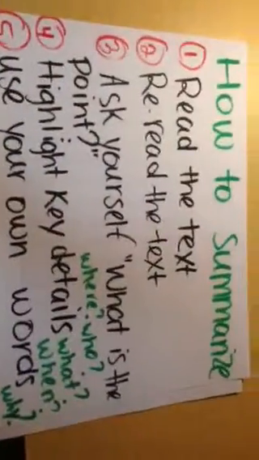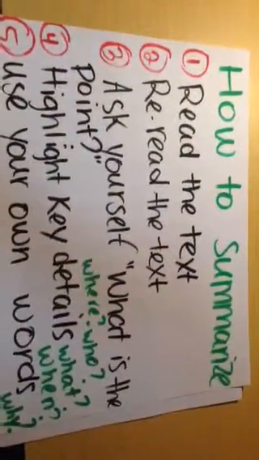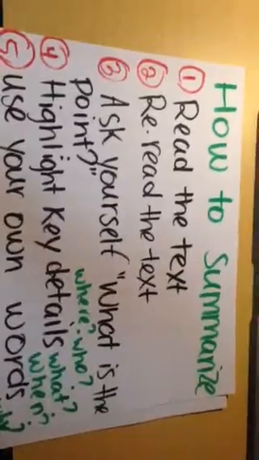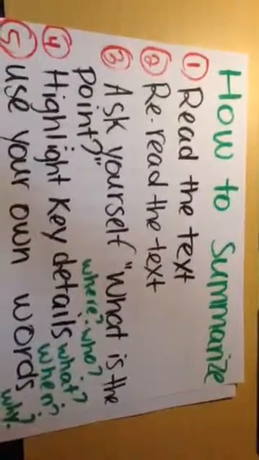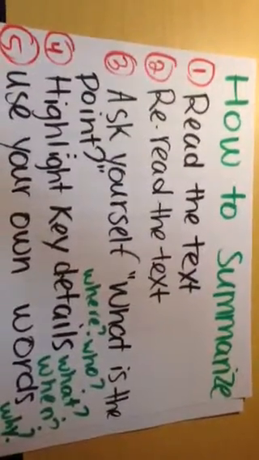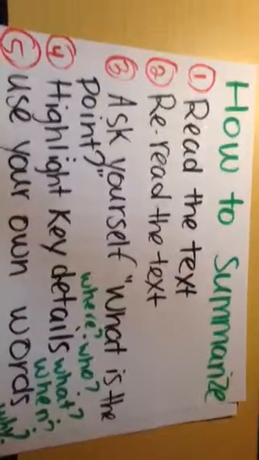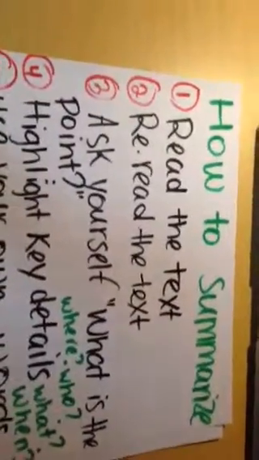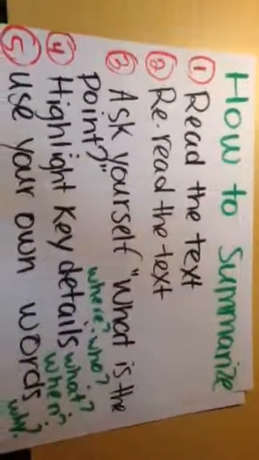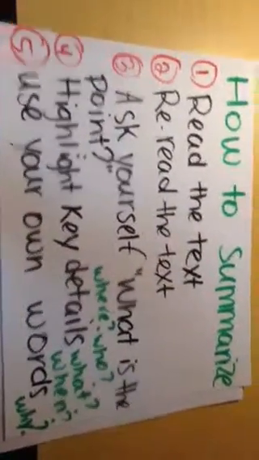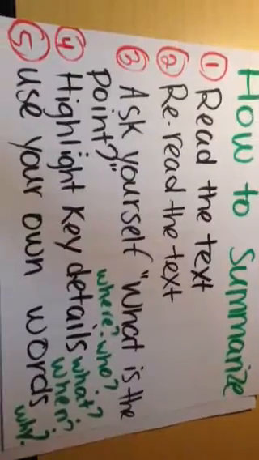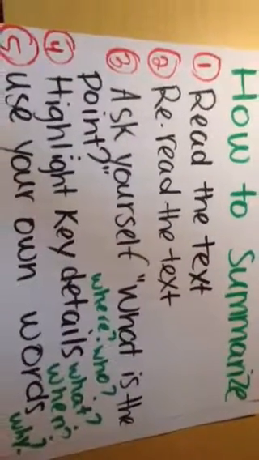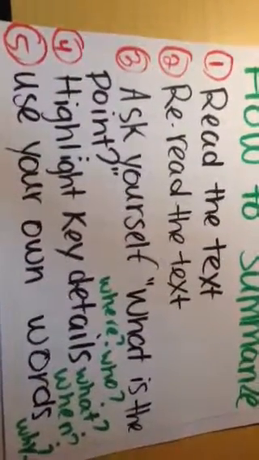Okay, so how to summarize. These are the steps. First, you're going to read the entire text all the way through. Then, you're going to reread the text. If there's multiple paragraphs, you're going to want to read it paragraph by paragraph. If it's just one paragraph, you just want to take it slow, sentence by sentence. And you're going to ask yourself, what is the point of what I'm reading? What is the point of that paragraph? Or what was the point of that sentence?